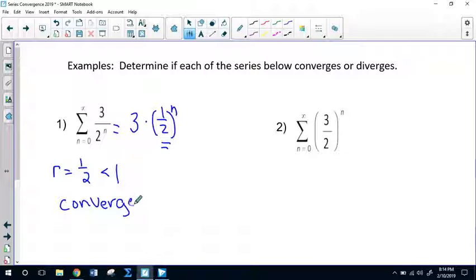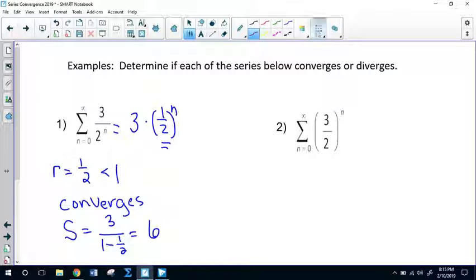Now, since this is a special type of series, we actually know what it converges to. It converges to the sum of the first term, and the first term is found by putting 0 in for n. So you could put 0 in for n here and have 3 times 1. So the first term is 3 over 1 minus the ratio, and the ratio is a half. So we now have that the series converges to the value of 6.